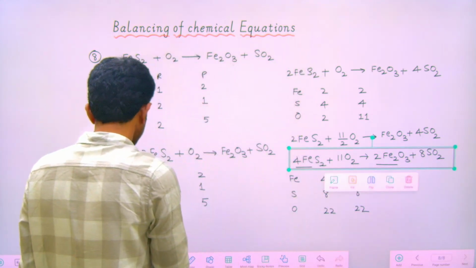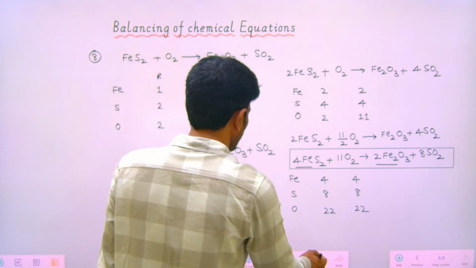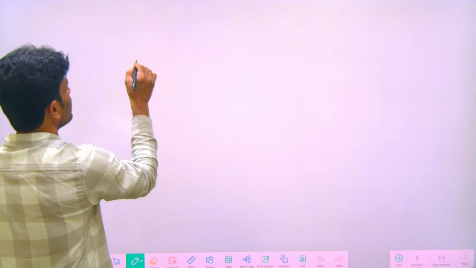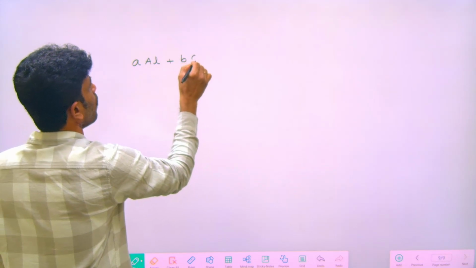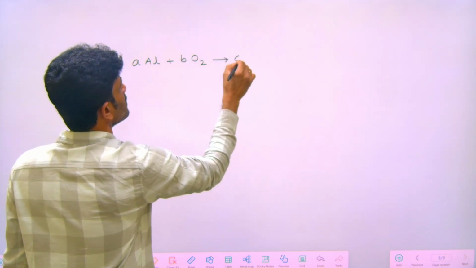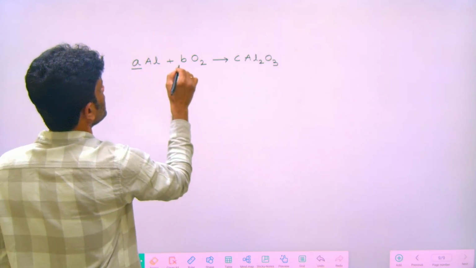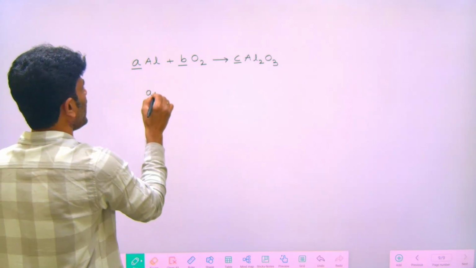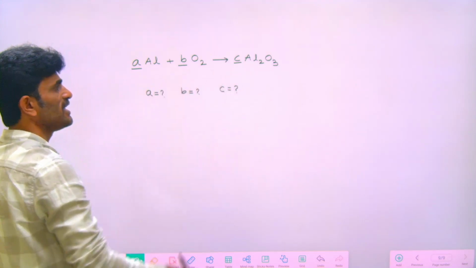Now by these examples, hope you understood how to balance the equations. Now to test you, I give you one question. You have to try it and answer in the comment section. Whether you get it correct or not, I will check. The question is given like this: Al plus BO2 gives CAl2O3. So these A, B, C are numerals. What should be the values of A, B, C so that this equation will be balanced?